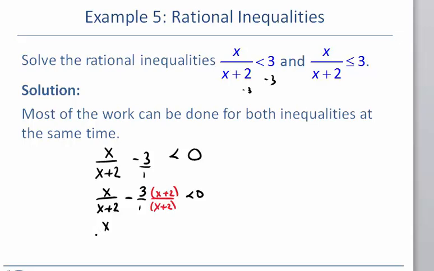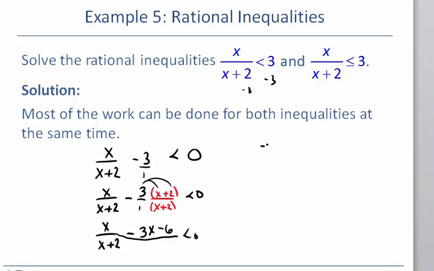So this is going to give me x over x plus 2 minus, we're going to distribute this 3. So minus 3x. We want to be careful here. So minus 3x and then minus 6. Be sure that you are distributing that negative through. And this is all now going to be over that x plus 2 because we have that common denominator.